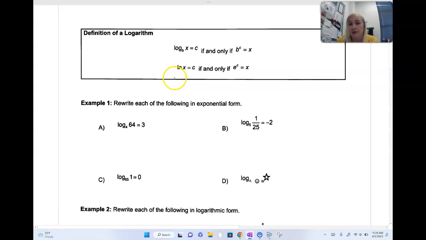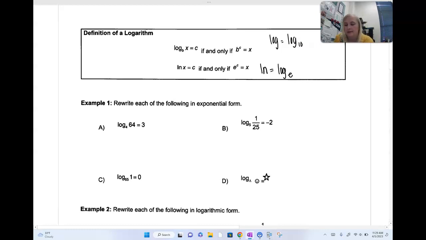Next, we have the natural log, that's ln. The natural log of x equals c if and only if e to the c equals x. Just remember, ln is the same as log base e. And we also have our basic log without a base, which is always log base 10.